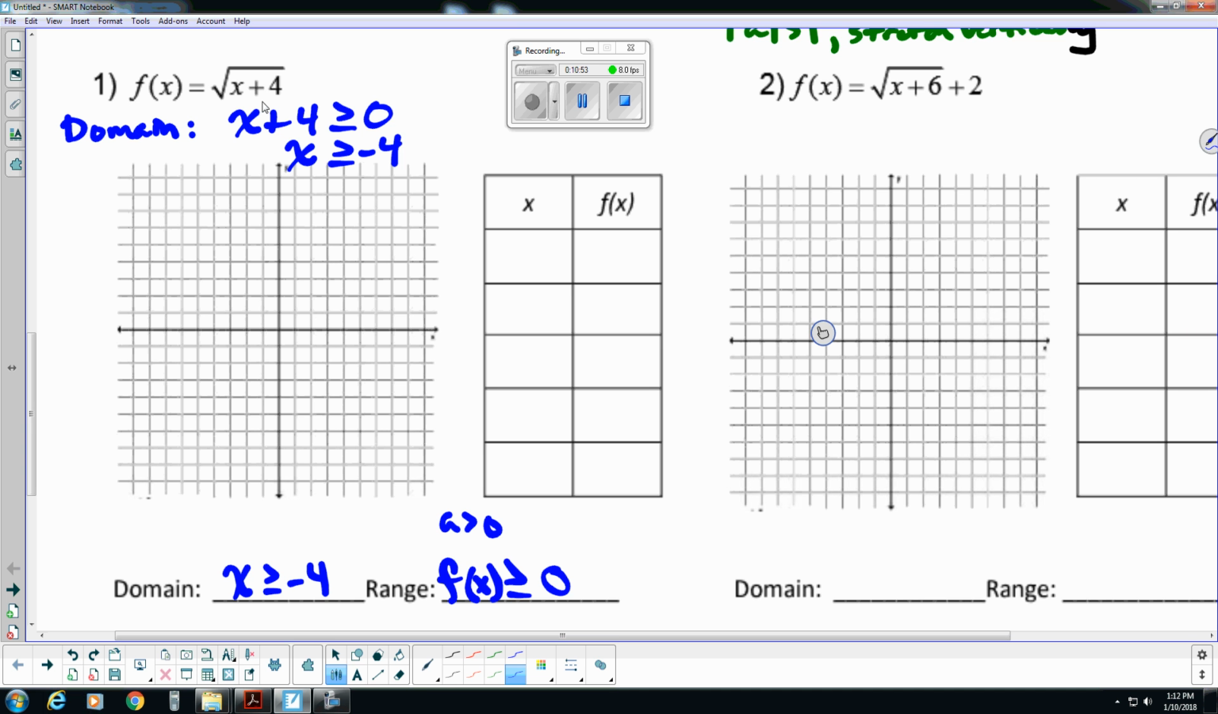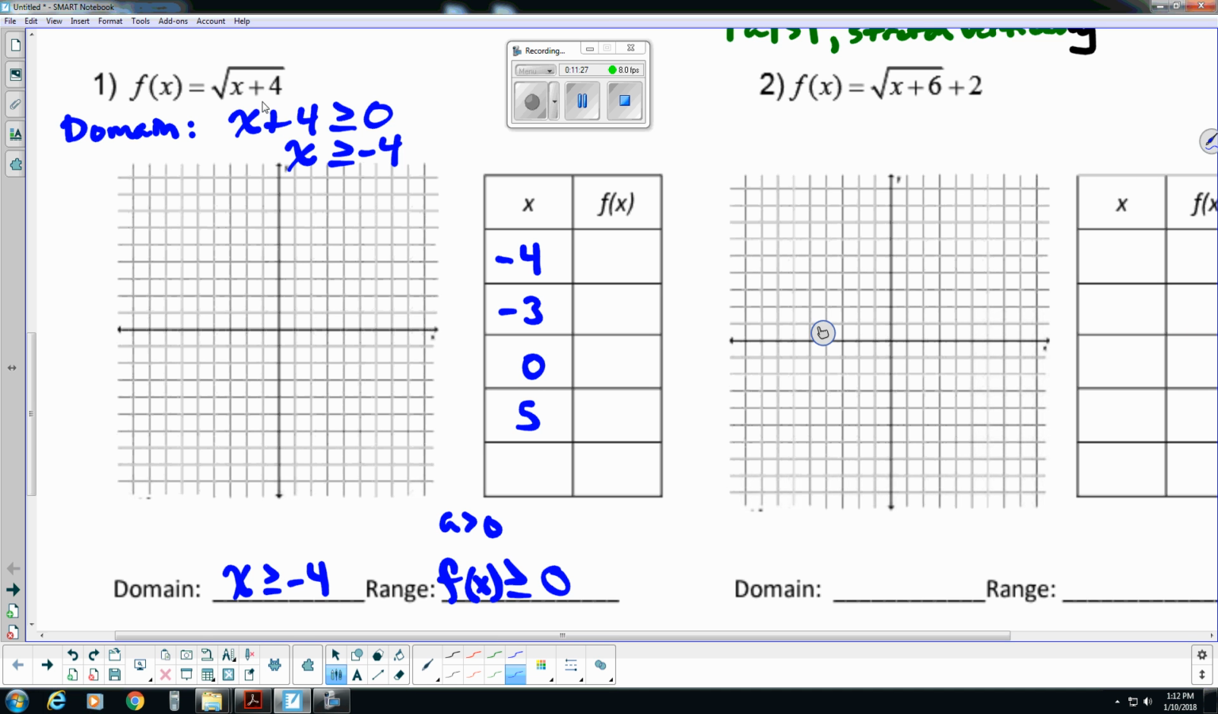So when we come over here to our f of x table, the first value we're going to use is always going to be that value involved in the domain, because that's going to be either the smallest or largest value we can use. So negative 4. Our domain is telling us that the other x values we pick have to be greater than or equal to negative 4. So I'm going to pick the following, and then I'll tell you why. Negative 3, 0, and 5.